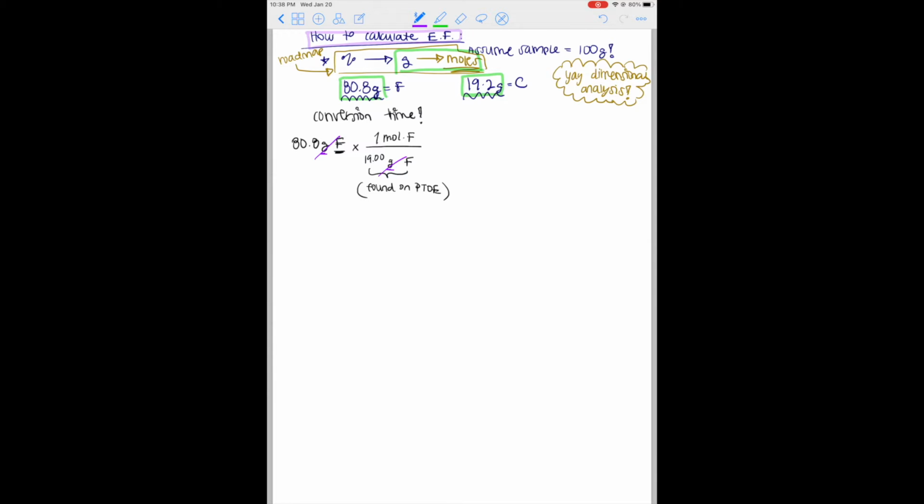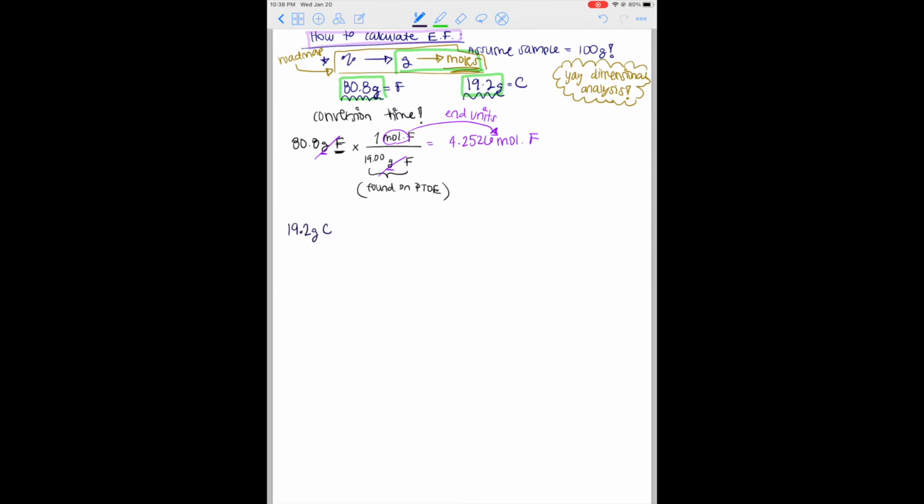When we solve this equation, we get 4.2526 moles of fluorine. We repeat the same procedure but for carbon instead so that we can find the ratio of these two elements to each other in moles. For carbon, we will start with 19.2 grams of carbon and make sure to label it properly.